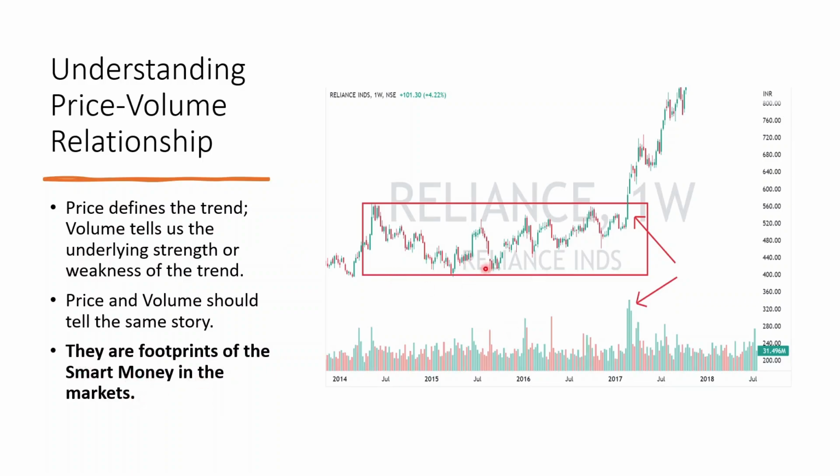So when we have price moving up on the back of volume, that means that big money or institutional money is flowing into a stock. Similarly, when we have movement on the downside with wide range candles and volume, we can say that smart money or institutional money is exiting or moving out of the stock.